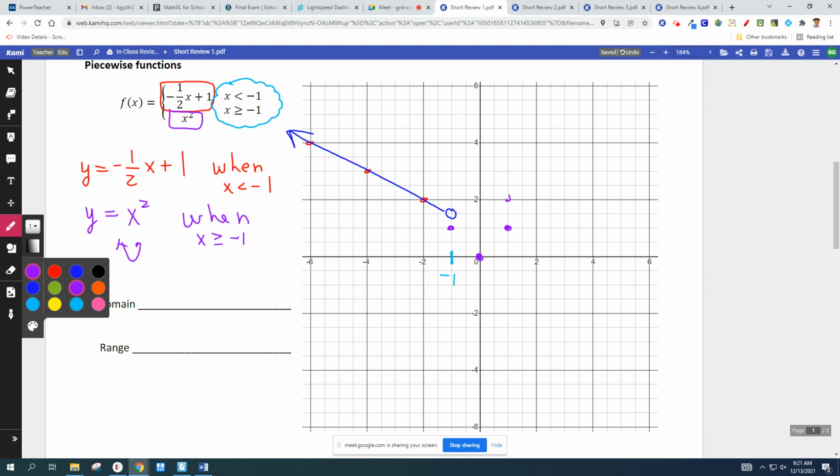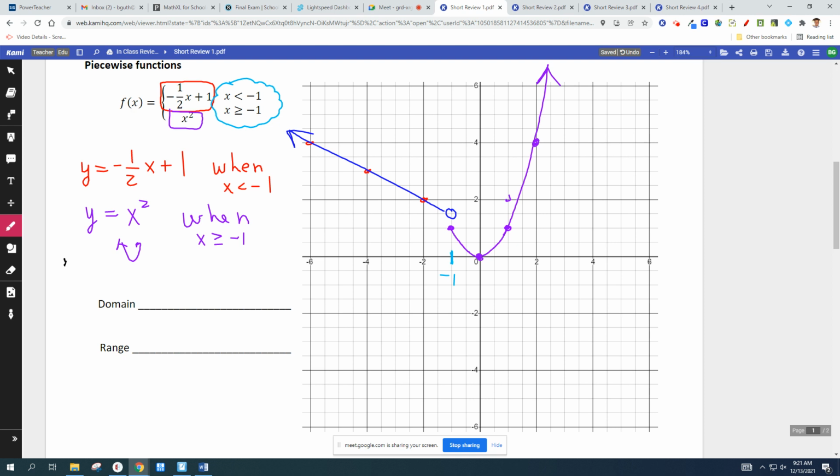So this parabola, it's going to stop right here. And then I'd go over 1 and up, 1, 2, 3. It's going to keep going to the right forever and ever and ever. It's going to look like that. So there's your piecewise function. Sometimes you have to look at the blue equation. Sometimes you have to look at the purple equation.